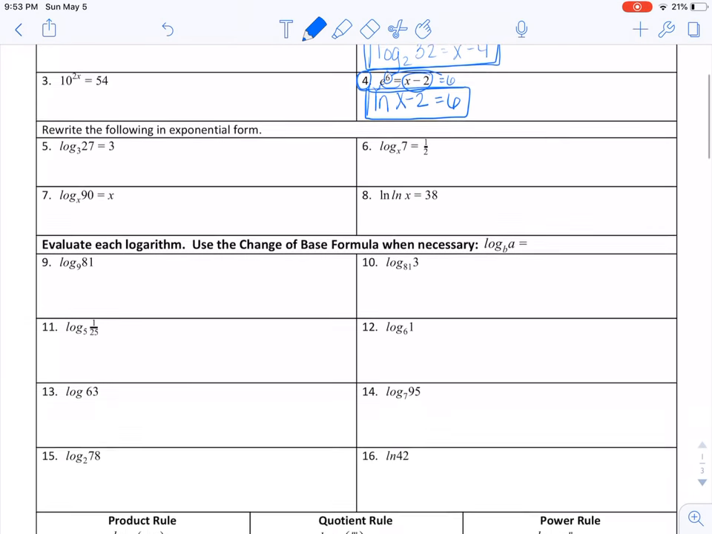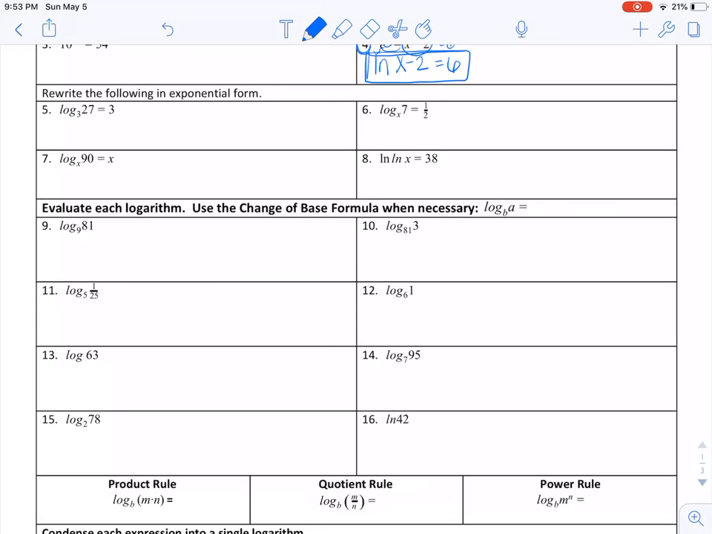Now moving along, it says rewrite the following in exponential form. And so we're actually going to look at number 5. And if we look at number 5, we know that we're going to get 3 cubed equals 27. So we move this, it becomes the exponent on this 3. And then this 27 becomes what we are setting it equal to.